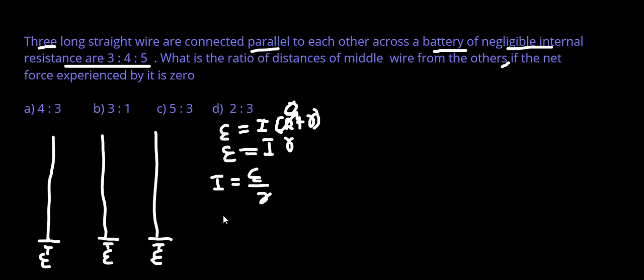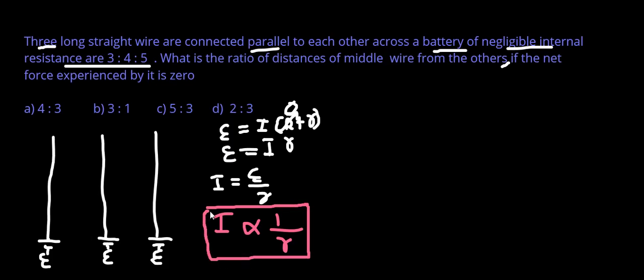From this we can get that the current flowing through the wire is inversely proportional to the internal resistance. This is the important thing you must understand here. The EMF of these three batteries is the same, but the internal resistance is the variable one. So let us consider this is I1, this is I2, the current flowing in the middle wire, and finally the current flowing through the third wire is I3. This is our assumption to solve this question.